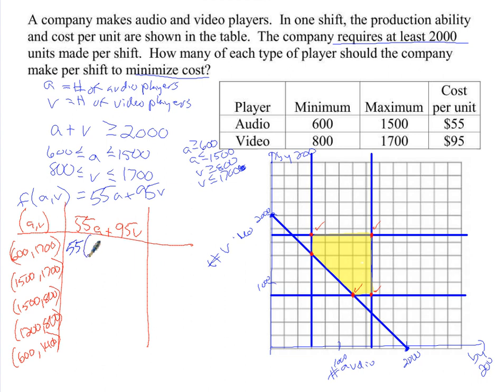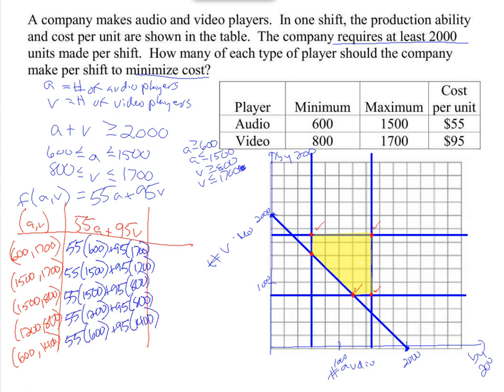So we have 55 times 600 plus 95 times 1700. Obviously, you're going to want to use a calculator for some of these. I'm just going to continue writing these in. We have 55 times 1500 plus 95 times 1700, and so on. So that's the completed table.